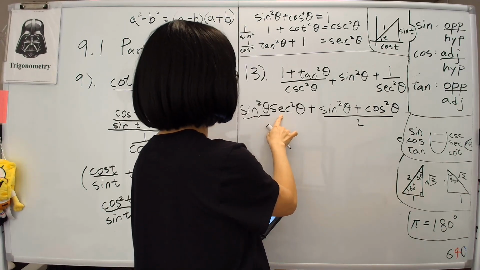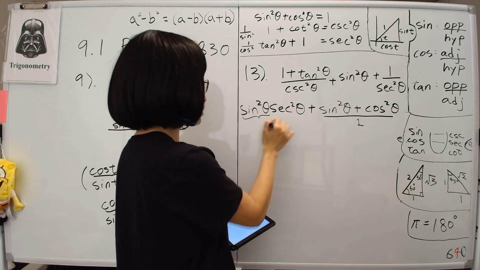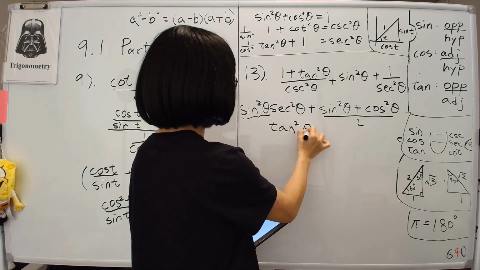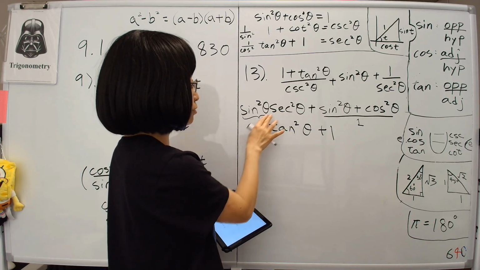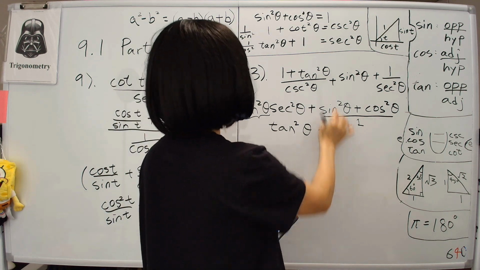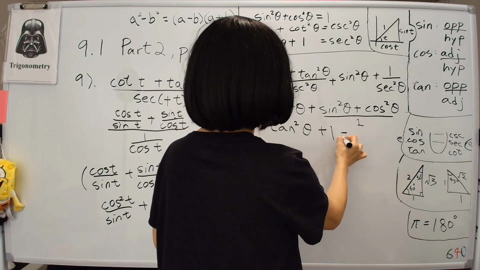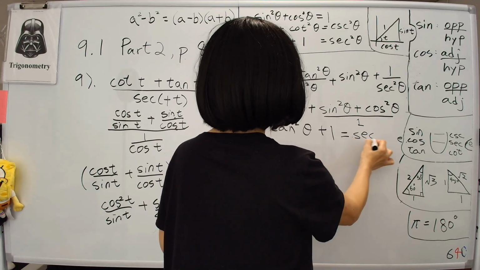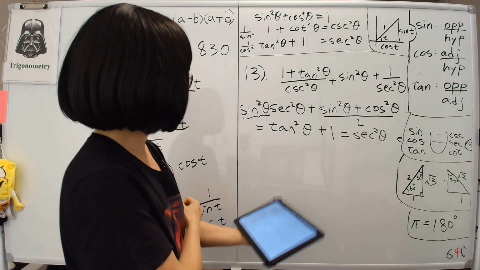Secant is 1 over cosine, so this is the same as sine squared over cosine squared, which is tangent squared. So this whole thing is tangent squared theta plus 1, and secant squared is equal to 1 over cosine, so this is sine over cosine, which is tangent. Now tangent squared plus 1, by this rule right here, is equal to secant squared. So this equals tangent squared plus 1, and that equals secant squared, and that is our solution, should be anyway. And I checked the answer, and that is correct.